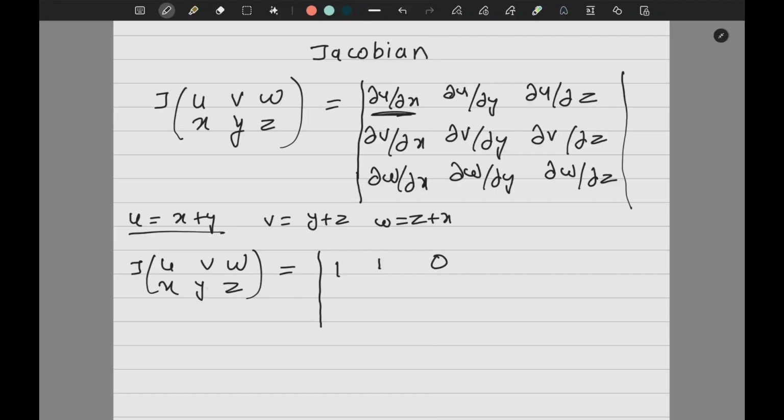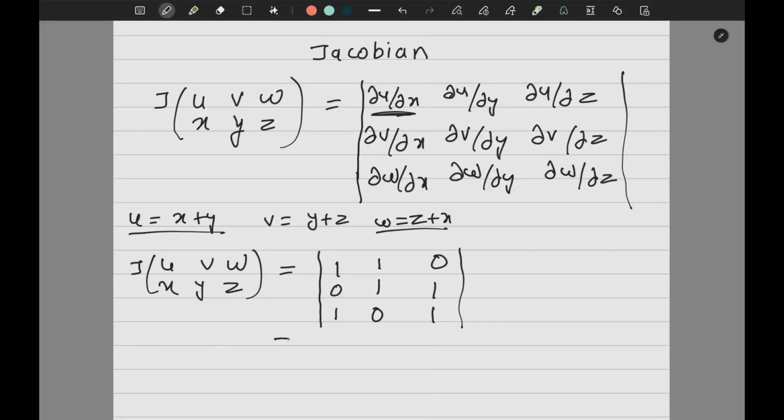Now dou V by dou X is what? 0. Dou V by dou Y is what? 1. Dou V by dou Z is 1. Dou W by dou X is 1. Dou W by dou Y is 0. Dou W by dou Z is 1. So the determinant value of this is the answer.